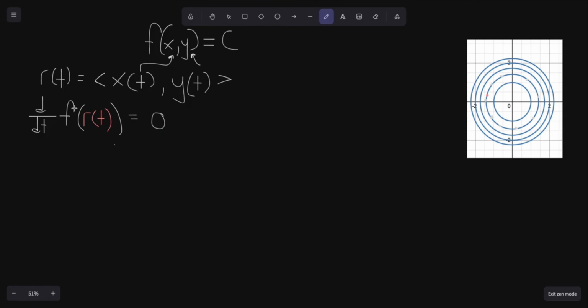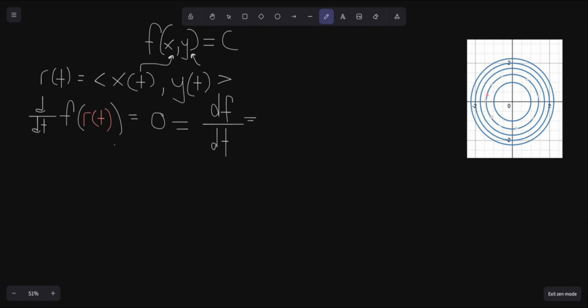So f, that's basically z, right? And r of t, well, that's just the inside function. So when I take the derivative of all of this right over here, what I'm really trying to find out is what is the rate of change of our function f with respect to time, right? What is df dt, right?